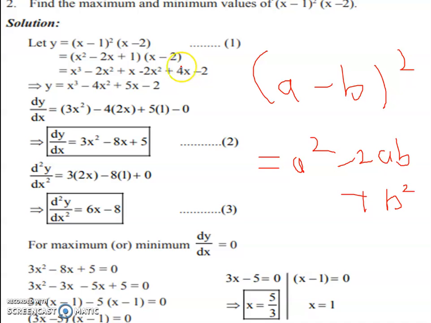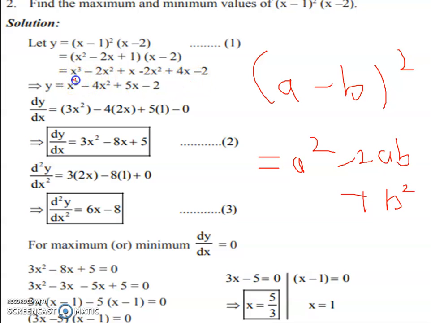x minus 2 remains the same. X into x square, x cube. X into minus 2x, minus 2x square. X into 1, x. Minus 2 into x square, minus 2x square. Minus 2 into minus 2x, plus 4x. Minus 2 into 1, it is minus 2.